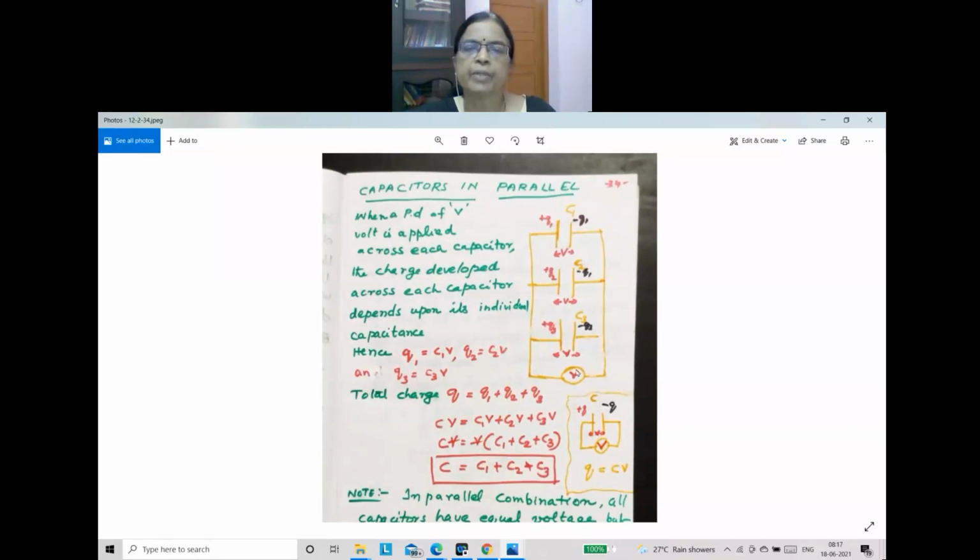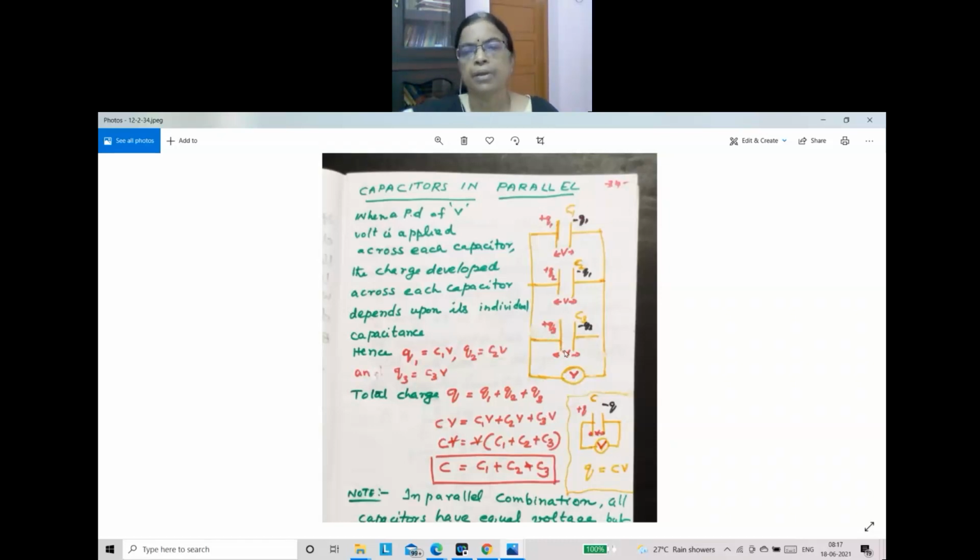This is the potential difference applied, or battery connected. V is the potential difference applied. If you connect a battery, that will provide the potential difference. So from the battery, charging takes place, charge will come, and here positive is connected here. So this will get positive charge, and that charges the other capacitor also. Same potential difference is applied across them.